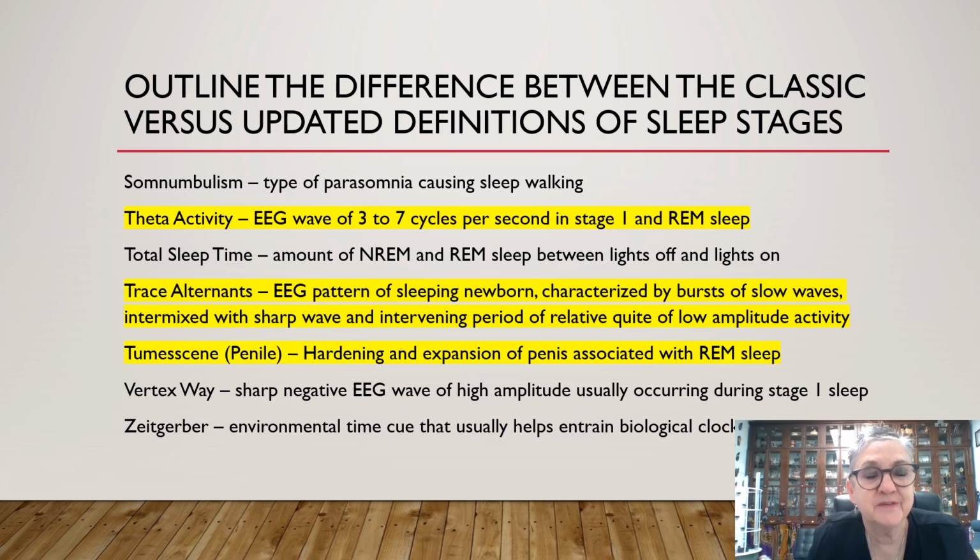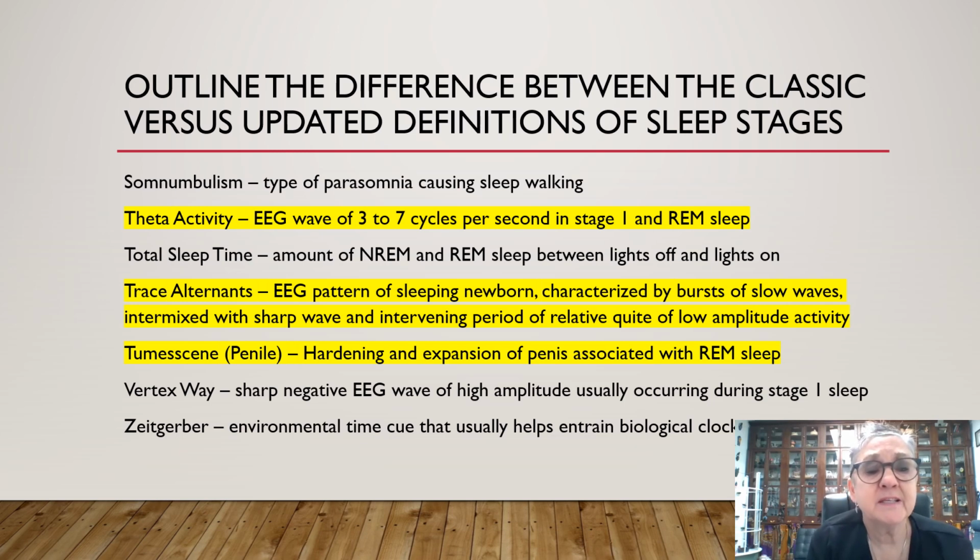Last slide of terms. Quite a bit there to look through and remember, but these will come more easily as we get into the interpretation of the actual test. Theta activity is an EEG wave 3 to 7 cycles per second in stage 1 and REM sleep.